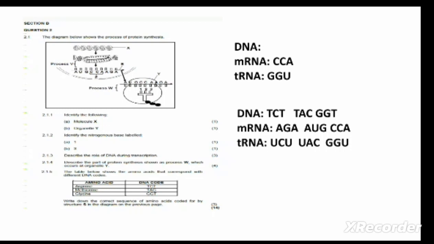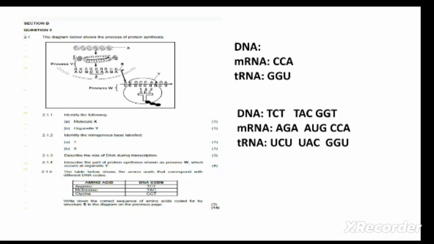Now describe the role of DNA during transcription. DNA codes for a particular protein but cannot leave the nucleus. One strand of DNA is used as a template to form mRNA. As you can see, these lines were taken from transcription. So let's look at the next question.